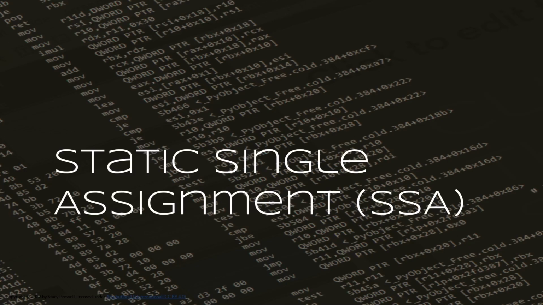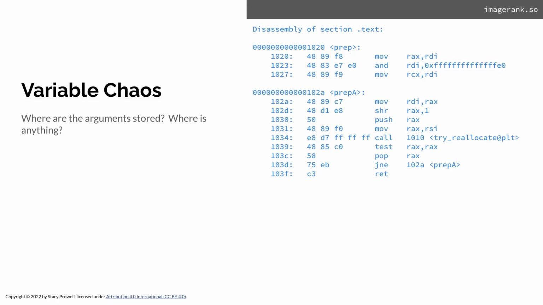All right. Let's talk about static single assignment. So here's some code, a little piece of code that comes out of a library called ImageRank. And let's see what it does. It references RDI here, the value of RDI, but we haven't modified it prior to this, and this is the entry of the function. This indicates to us that the value of RDI is being read here, never set. This must be an argument to the function.